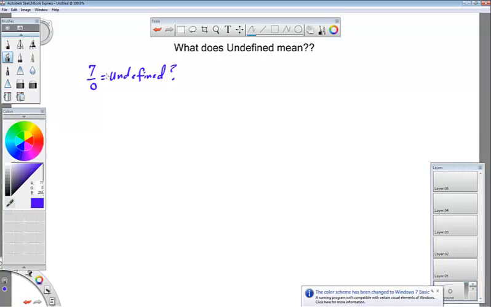Welcome, 090 students. Today we're going to talk about what is undefined and what does it mean. So many people just learn this and they just say, well, it's undefined because when you divide by 0, it's undefined. And a lot of people are cool with that, but I want to explain to you what undefined actually means by using a pattern.